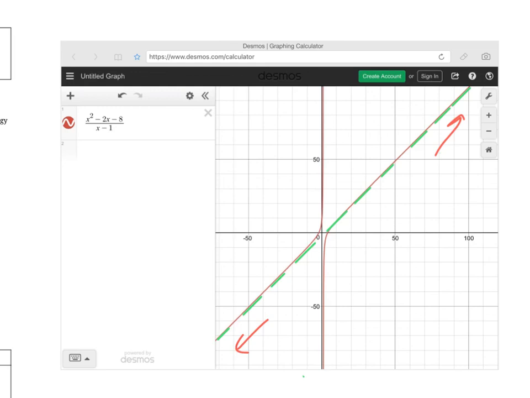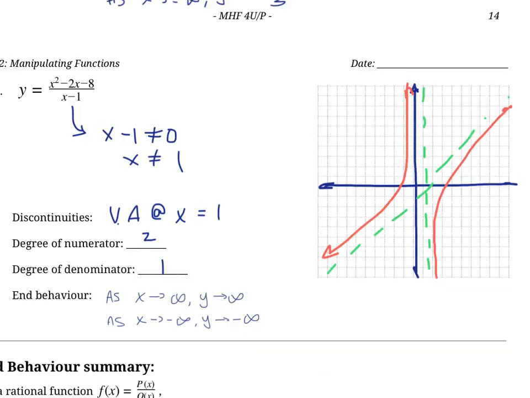So let's go back to our graph and sketch it. So there we go, there's a sketch, and I also wrote down the end behavior, right? As x goes to infinity, the graph goes to infinity as well, and as x goes to negative infinity, the y values go towards negative infinity. Okay?